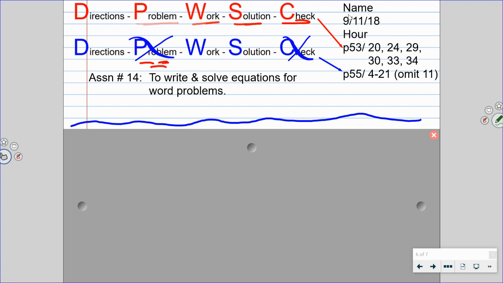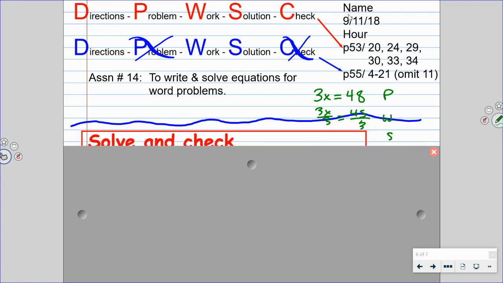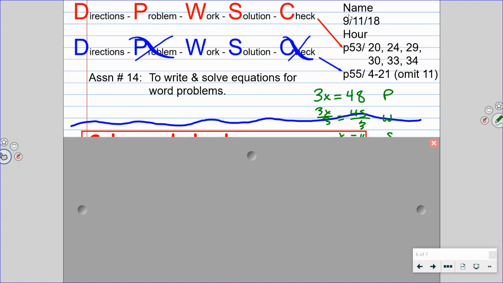So you might say, okay, 3 glasses of lemonade is equal to $48. That's the problem. And then you go ahead and you split it into 3. That's the work. And then you'll go ahead and write your solution. But again, just to be clear, there is no checking on page 55 because if you get the original problem wrong and you check the wrong equation, then that's not going to change anything. You won't even realize it's wrong.